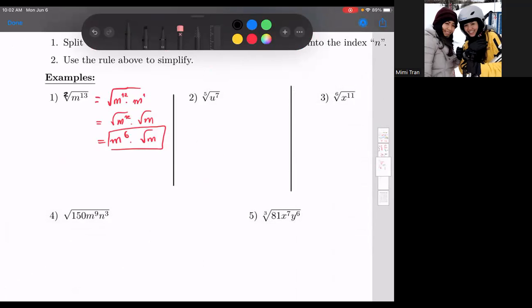Let me see. It's the 5th root now. Anyone got the answer? I know your answer is gonna be a little bit weird, mostly because of the index.